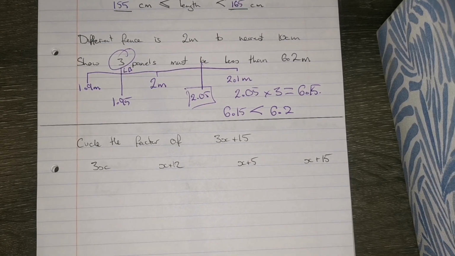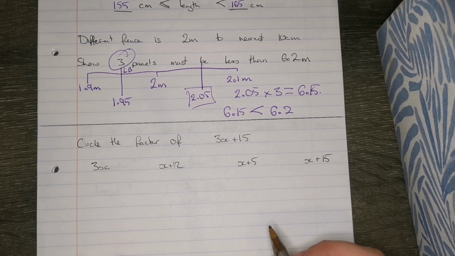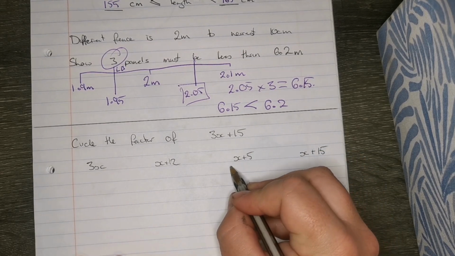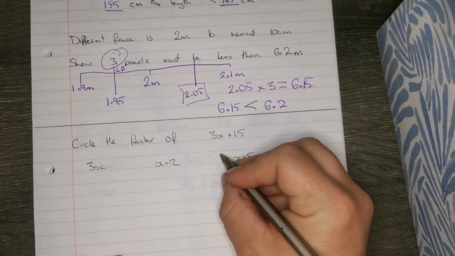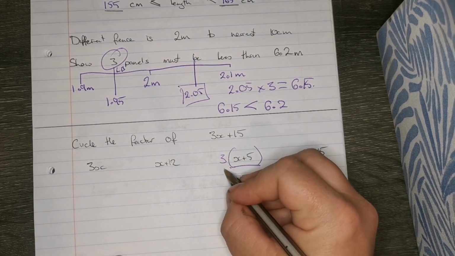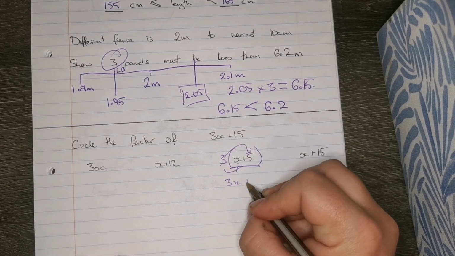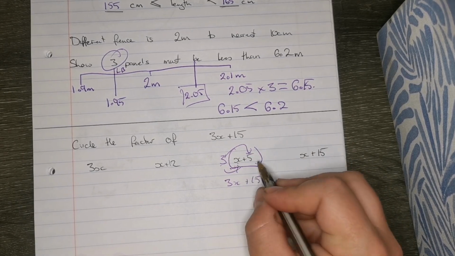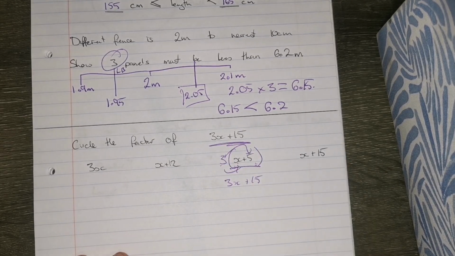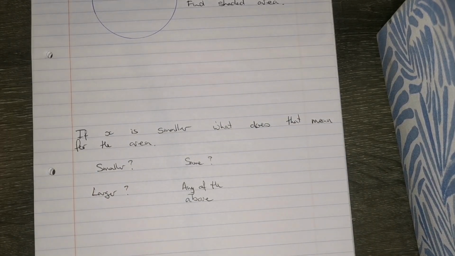Circle the factor of 3x plus 15. So which of these things goes nicely into 3x plus 15? I think it's that one, and I can prove it. So if I was to put 3 as another factor, 3 times x is 3x, 3 times 5 is 15. So I've proved that x plus 5 is a factor of 3x plus 15.